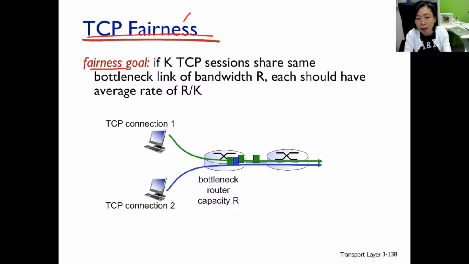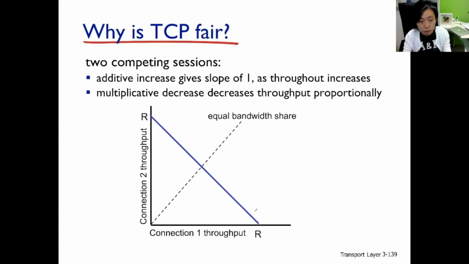So what we're talking about here, the goal is to make sure that K TCP sessions will share the same amount of bandwidth if they go across the same link of bandwidth R. So the eventual share of the sending rate or the throughput should be R divided by K. In this scenario, what you're seeing is the router in the middle, the capacity is R, and we have two connections. So connection 1 should have half of R, and connection 2 should have an equal amount. So we have two competing TCP sessions, and they're competing for a link with capacity R.